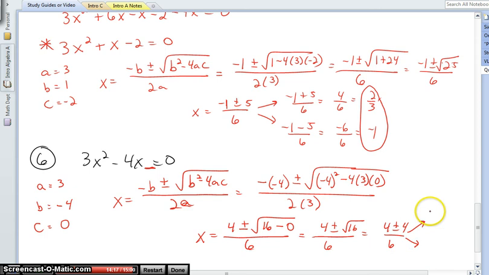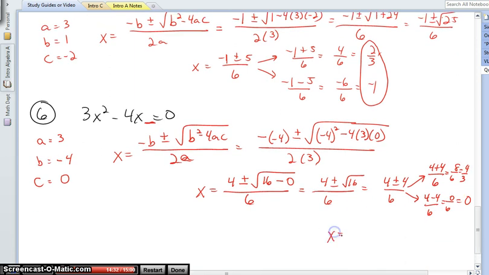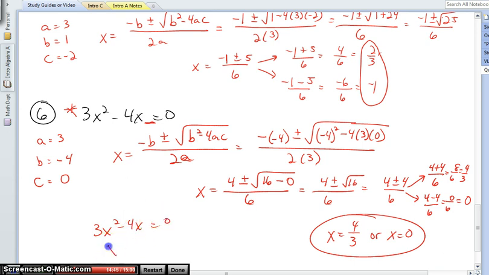Got two answers again. 4 plus 4 over 6, 8 over 6, 4/3. Or I've got 4 minus 4 over 6, 0 over 6, which is 0. So, x equals 4/3 or x equals 0. Since I have rational solutions, that means I could have factored, right? The greatest common factor of 3x squared minus 4x equals 0 would be x, so I could have factored in the beginning.